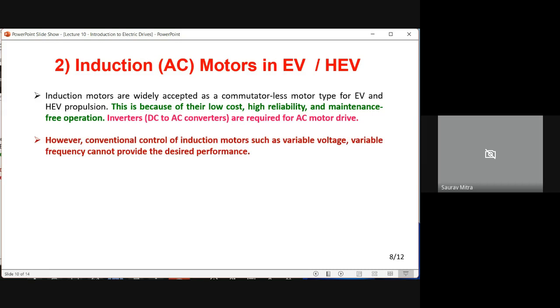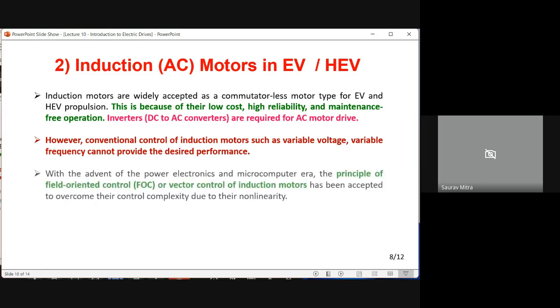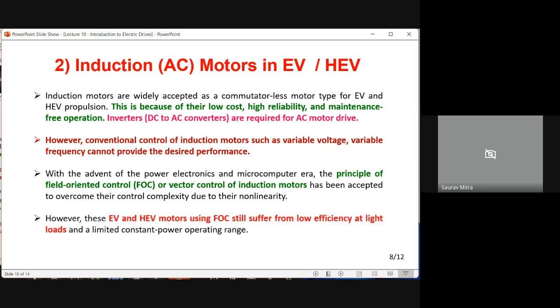However, conventional control of induction motors, such as variable voltage, variable frequency, cannot provide the desired performance. So for that, we have to use VVVF, FOC, all those things. We will not discuss all those things in detail in this course, but all the videos and literature will be given to you. Those who are interested can see what is meant by field oriented control and vector control, VVVF and all. These are the things actually being done in industry. So a question might be asked at your interview regarding VVVF or field oriented control.